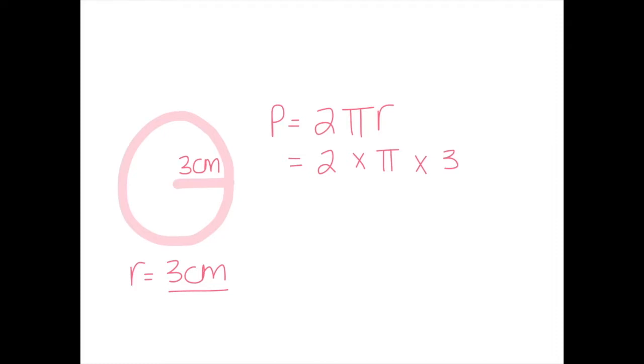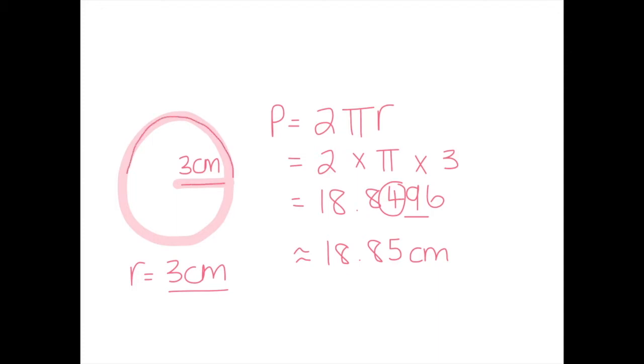On my calculator, 2 times pi times 3 equals 18.8496. So because again I only want 2 decimal places, I'm going to go 18.8. This one's above 5, so this one is going to round up to 5. Again using centimeters. So that's showing me that using this radius, I have just found that the circumference or the perimeter of this circle is 18.85 centimeters.